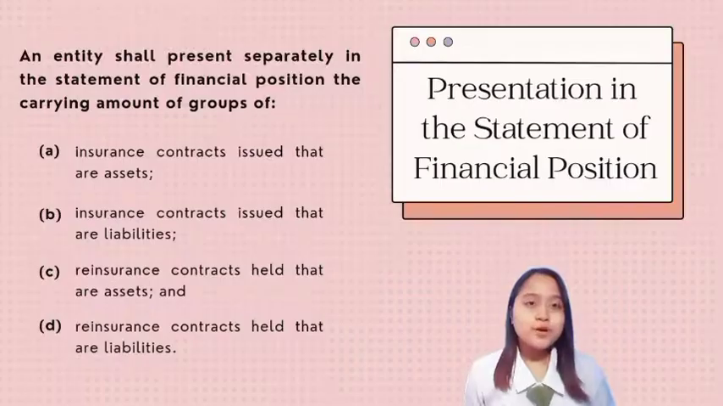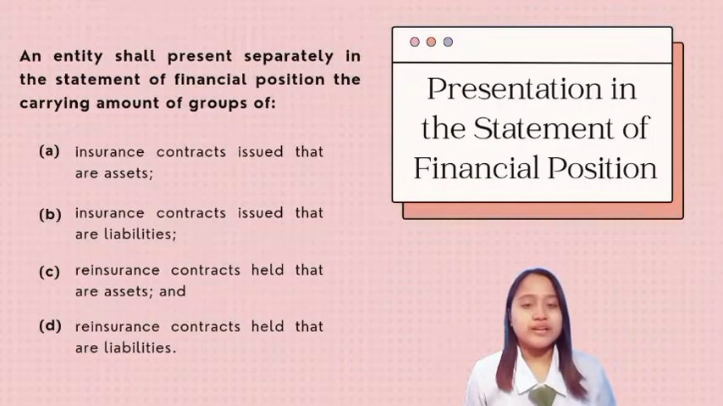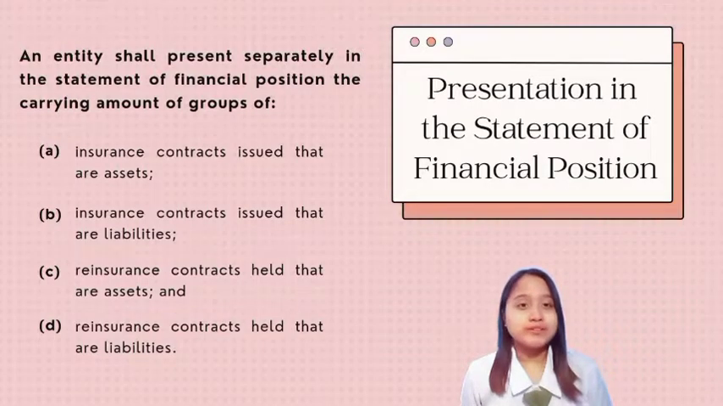Presentation. Presentation in the statement of financial position. Yung statement of financial position should present in separate captions yung assets and liabilities arising under insurance contracts issued and reinsurance contracts held. An entity shall present separately in the statement of financial position the carrying amount of group of insurance contracts issued that are assets, insurance contracts issued that are liabilities, reinsurance contracts held that are assets, and reinsurance contracts held that are liabilities.